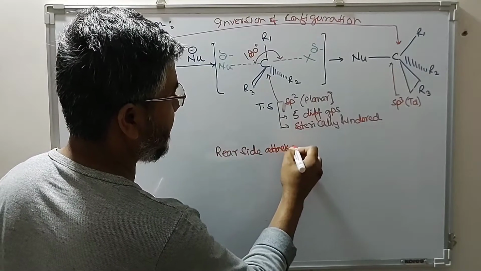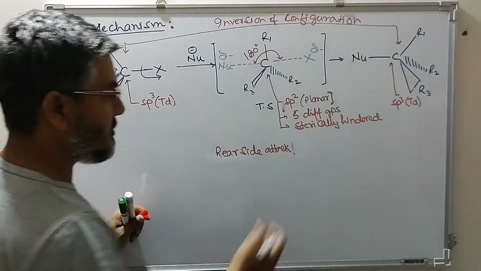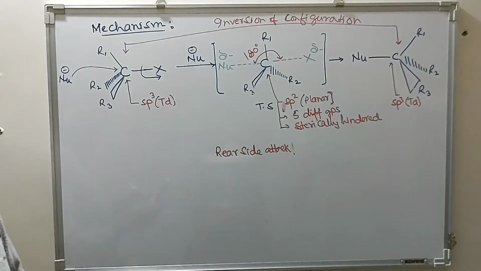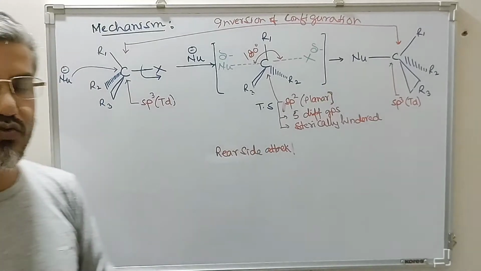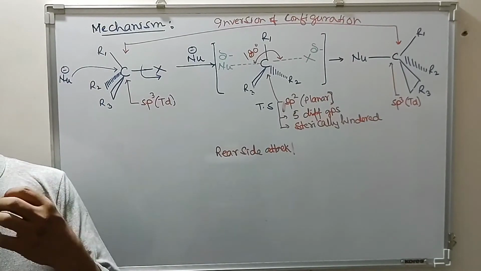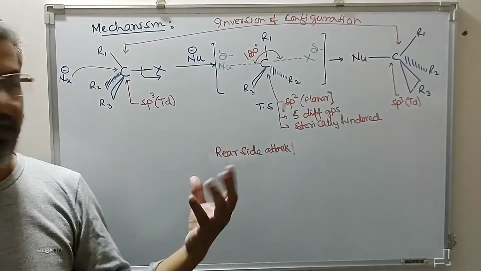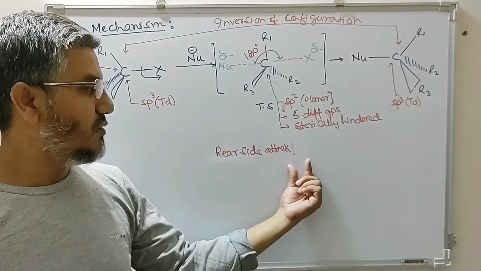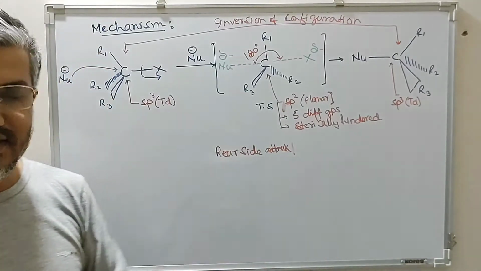Now, we have to explain this rear side attack. What is the cause for this rear side attack? Because in every successful SN2 reaction, the frontal side attack is never observed. So we observe only the rear side attack. Why is this a rear side attack?